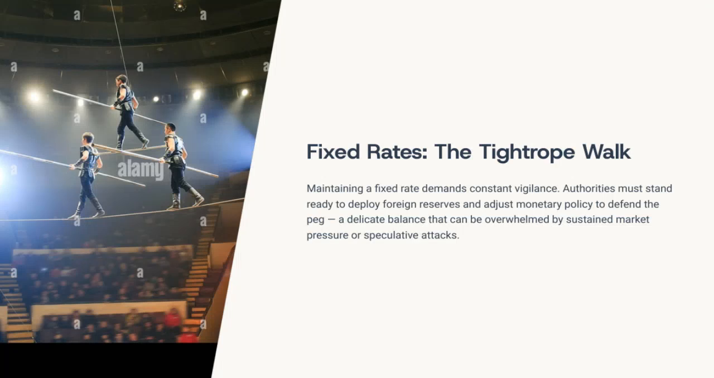Maintaining a fixed exchange rate is no simple task. It requires constant vigilance. Authorities need to be ready at all times to deploy foreign reserves when needed, and to adjust monetary policy to help defend the peg. This is a delicate balancing act because if market pressure remains sustained, or if there are speculative attacks, it can easily overwhelm these efforts. It's like walking a tightrope. Any misstep can lead to a loss of the fixed rate. Throughout this presentation, we've seen how crucial it is for countries to carefully manage these mechanisms to maintain economic stability.